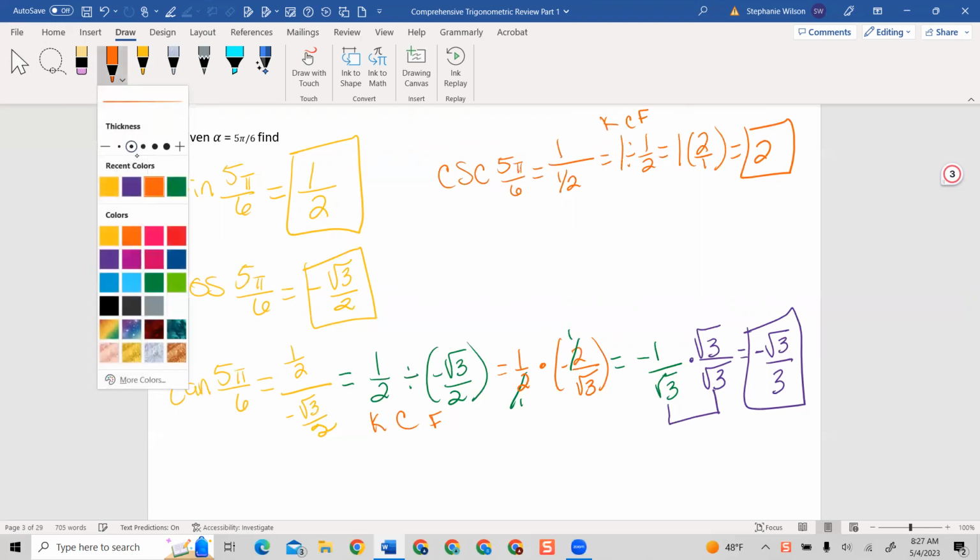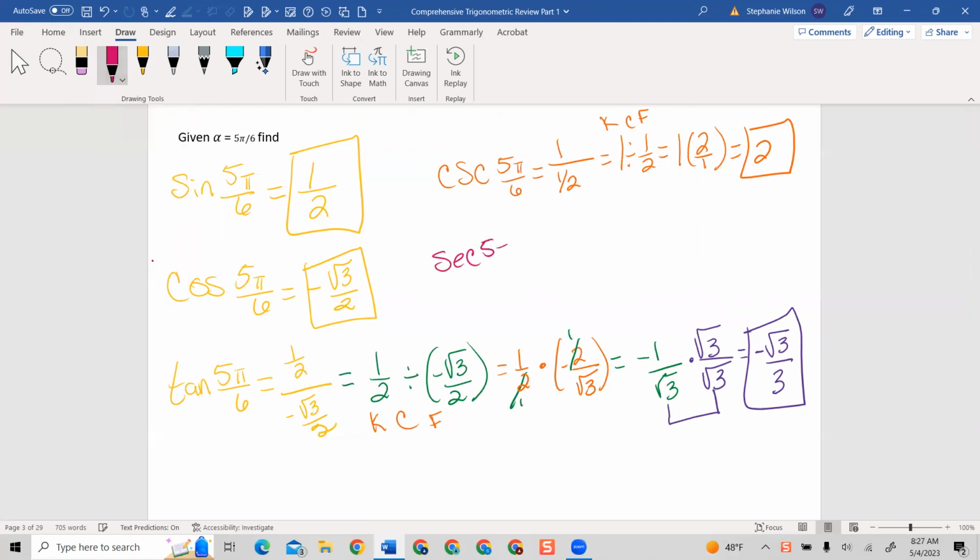Now let's do our secant at 5π/6, which is 1 over cosine, it's the reciprocal. So I got 1 divided by negative square root of 3 over 2. Let's keep, change, flip. So I get 1 times that negative, oops, flip it. Don't forget to flip it. Negative 2 over square root of 3.